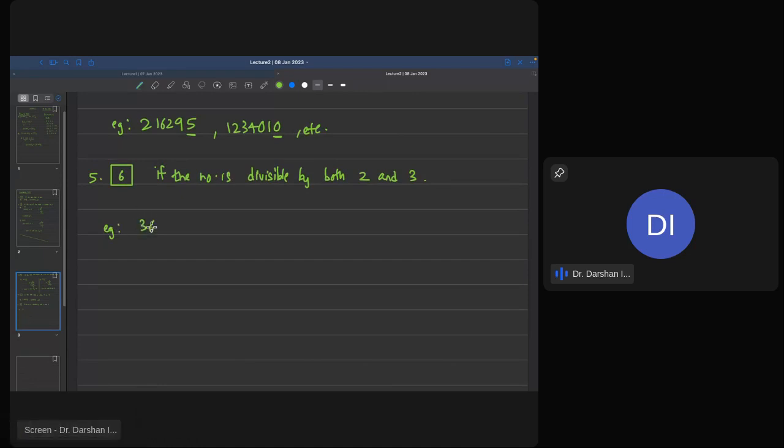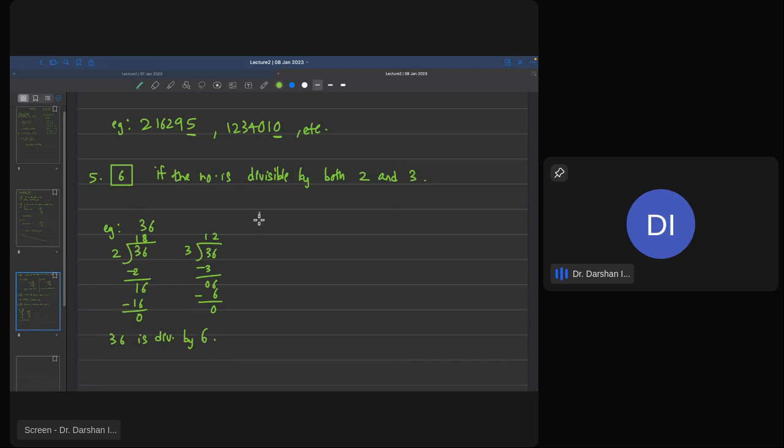Example, let's take 36. Can 36 be divided by 2? Yes. 2 ones are 2, remainder is 0. 16, 2 eights are 16, remainder is 0. And can 36 be divided by 3? 3 ones are 3, remainder is 0. 6, 3 twos are 6, remainder is 0. Since both of these give a remainder of 0, I say that 36 is guaranteed to be divisible by 6. You can confirm it. 6 6s are 36, right?